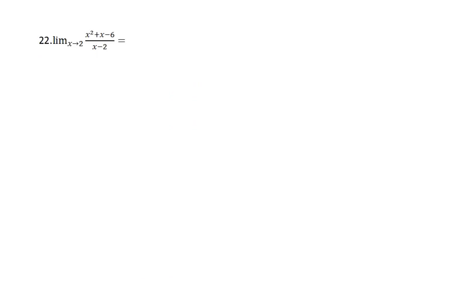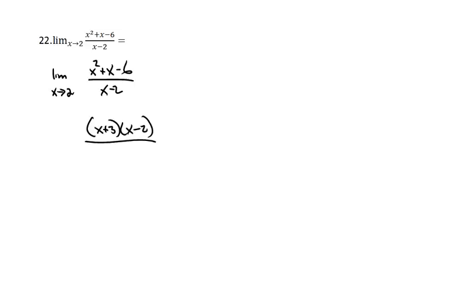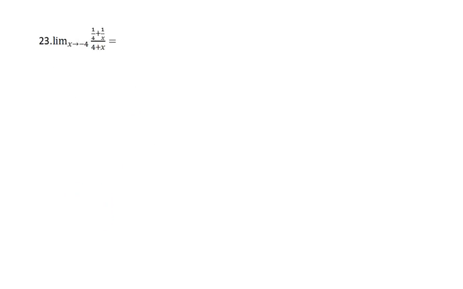Problem 22, we have the limit as x approaches 2 of x squared plus x minus 6 over x minus 2. We're going to factor the numerator to x plus 3 times x minus 2, over x minus 2, and the x minus 2 factors will cancel. We want the limit as x approaches 2, so we just plug in now. 2 plus 3 is 5. We'll scroll on to the next problem.